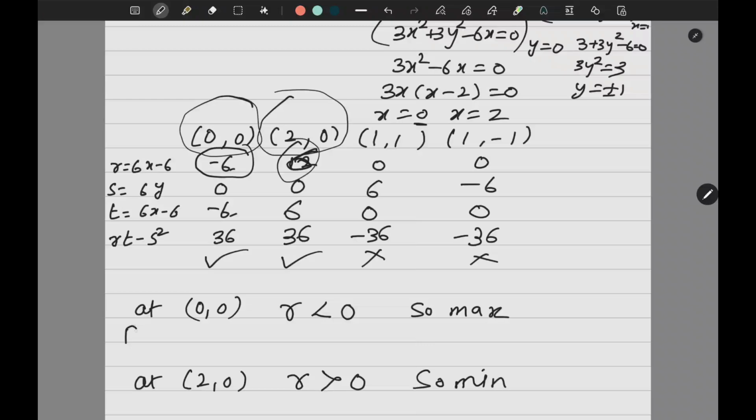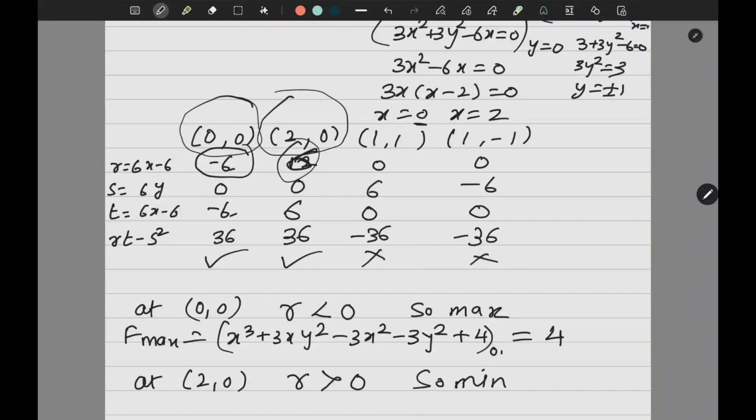Now if I am asking you to find the f maximum, means go back to the question. What is your question? x cube plus 3xy square minus 3x square minus 3y square plus 4. Now in this put x is equal to 0 and y is equal to 0. What you will get? 4. Okay, this I am finding out at 0, 0. So 4. So f maximum value of the function is 4.